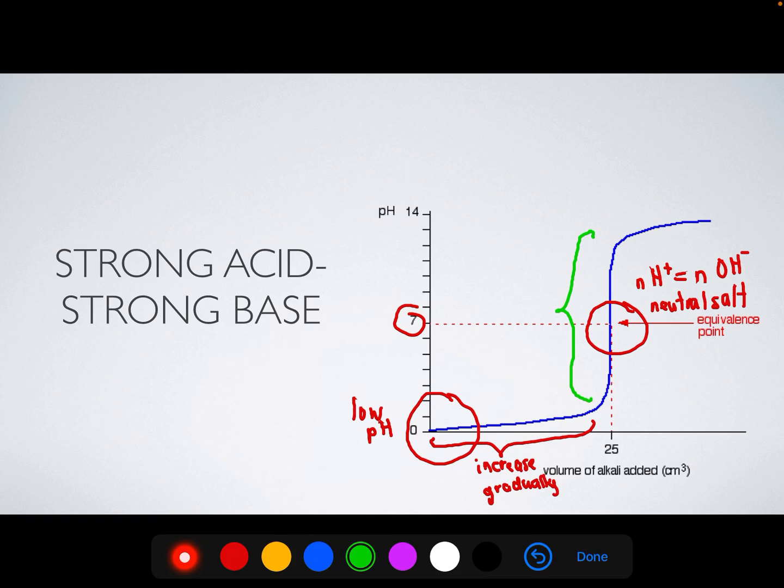So pH jump ini untuk strong acid and strong base, dia akan berlaku at the range of pH between 3 until 11. 3 to 11. So kalau tengok dia punya graph tu, dia start naik tu pada pH 3 dan dia akan berhenti naik tu pada lebih kurang pH 11. Okay. And then selepas daripada pH jump, okay, like I have mentioned earlier tadi, dia akan increase gradually balik, dia akan increase gradually semula.